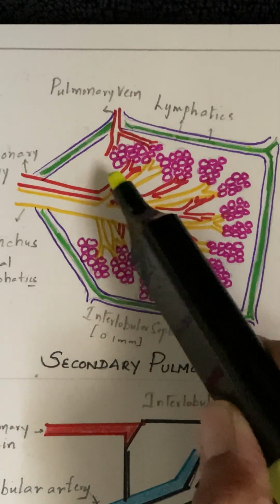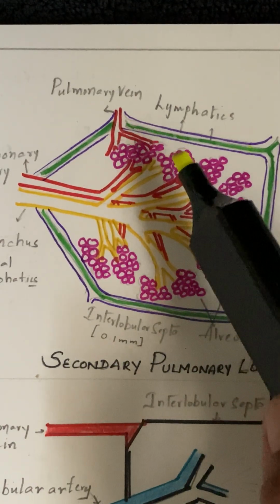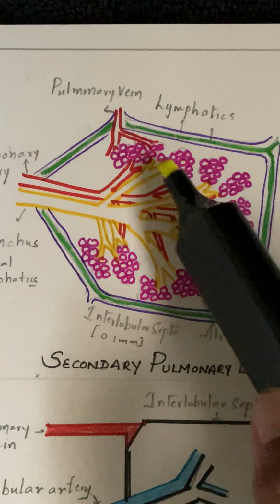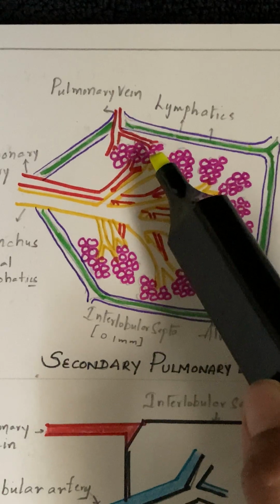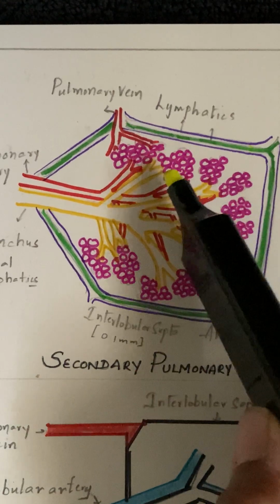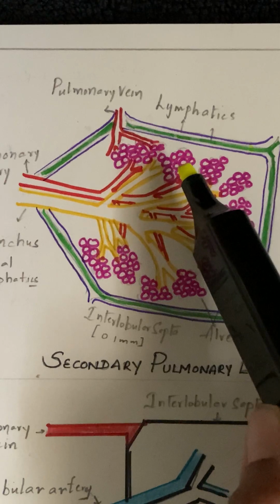There is a pulmonary acinus. There are about 3 to 30 acini. One acinus is equal to 1500 to 4000 alveoli. And surrounding the acini, we have intralobular septa.